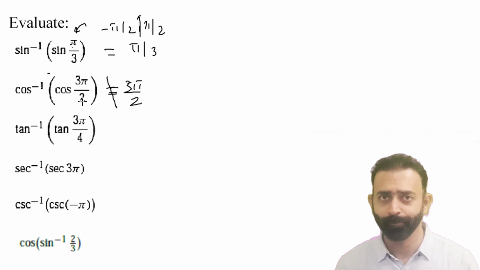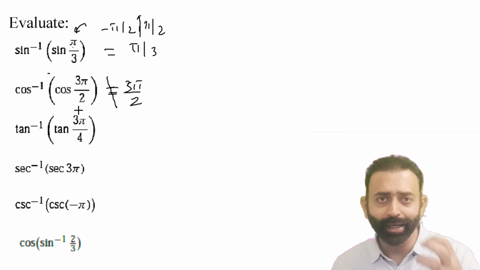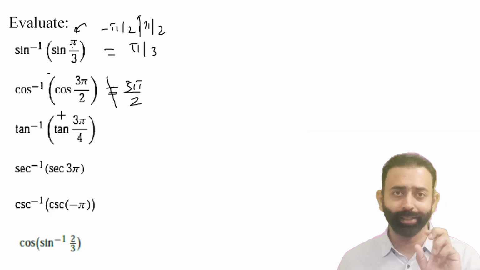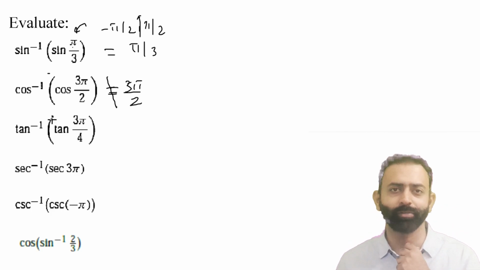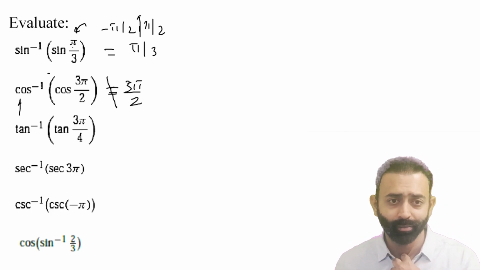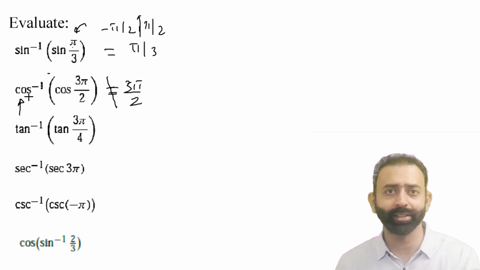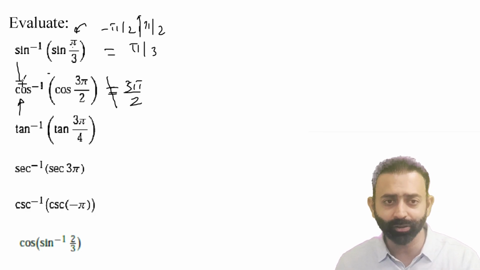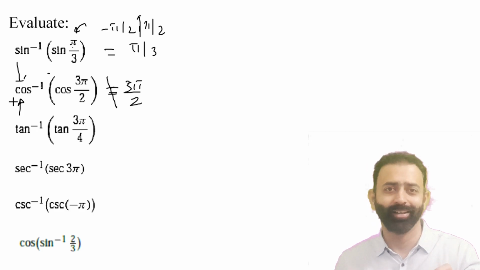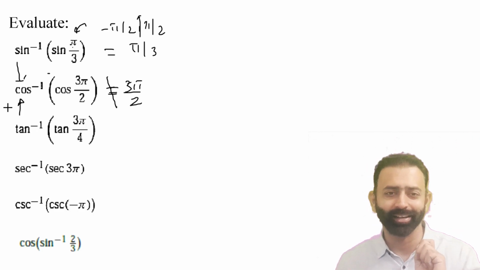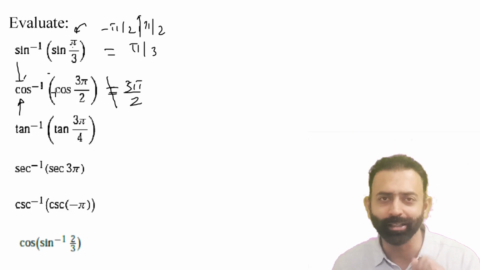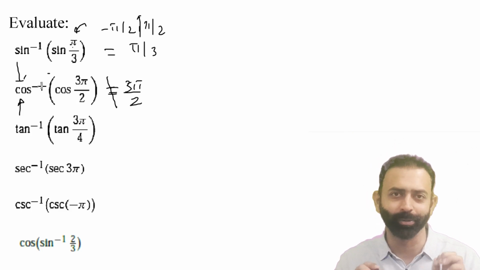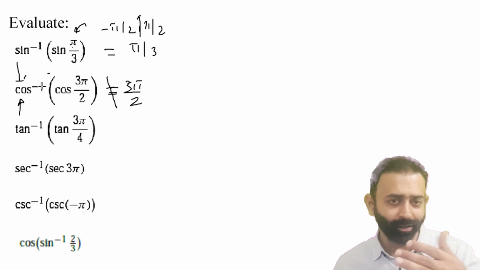No, this is wrong. We need to bring that angle within the restricted domain of the function. Giving meaning to this cos inverse expression is only valid if this angle is in between the restricted domain. Fine. So here it is lying outside.